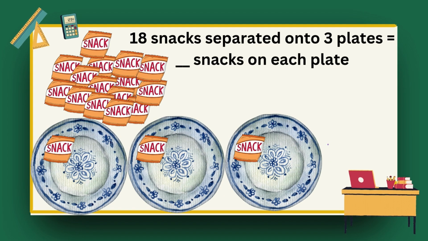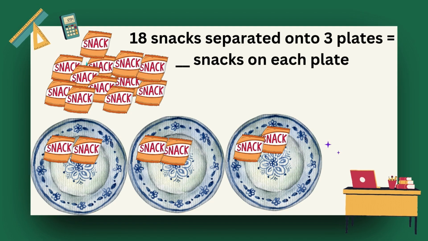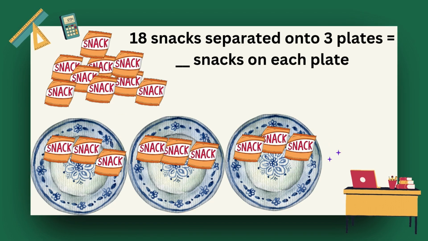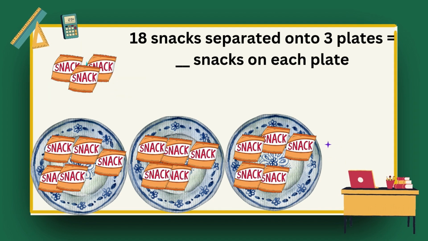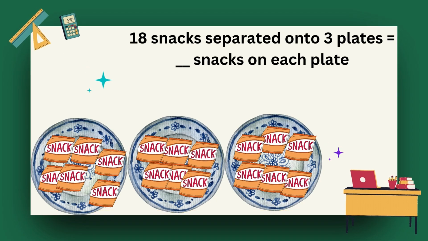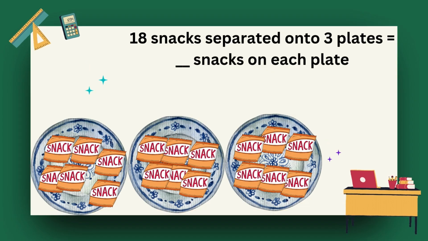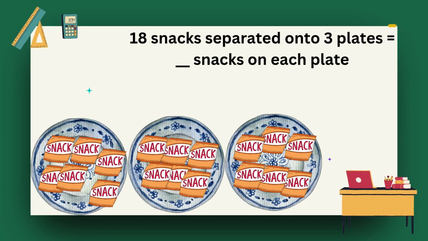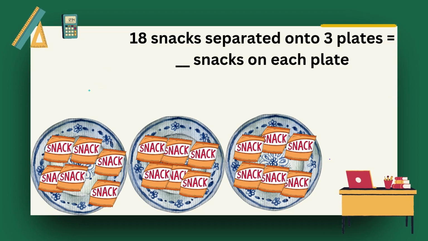So we've got 1, 2, 3, 4, 5, 6, 7, 8, 9, 10, 11, 12, 13, 14, 15. Can I stop? Oh, good. You noticed that we're not done yet, so I can't stop yet. Let's keep going. 16, 17, 18. Can I stop? All right, yay. We separated every single snack onto a plate. And now we can count what's on each plate. What do you notice is on each plate?